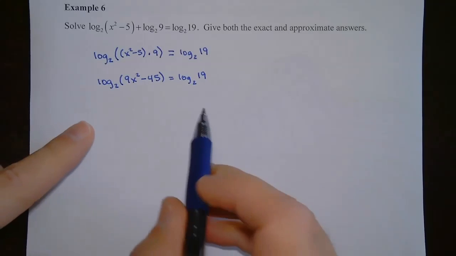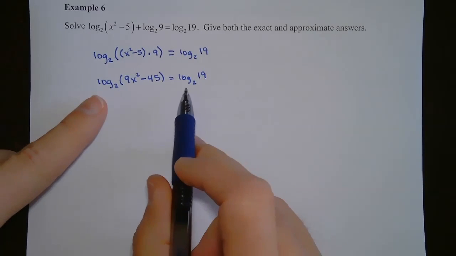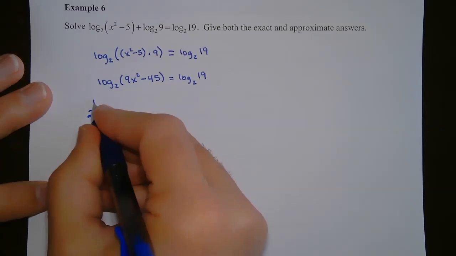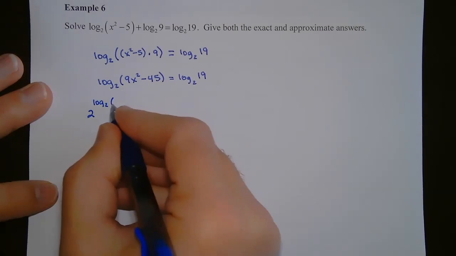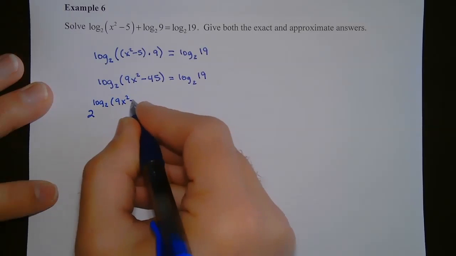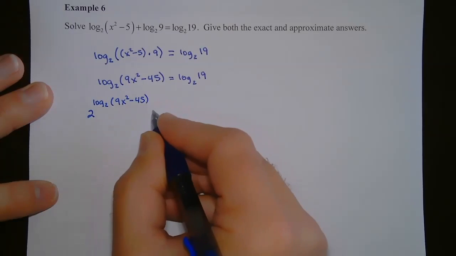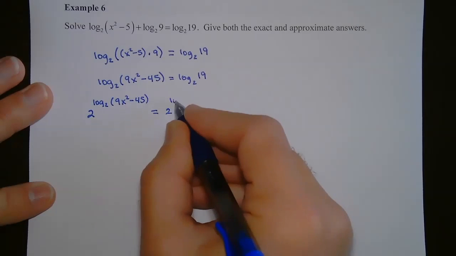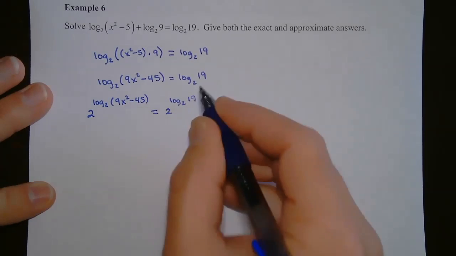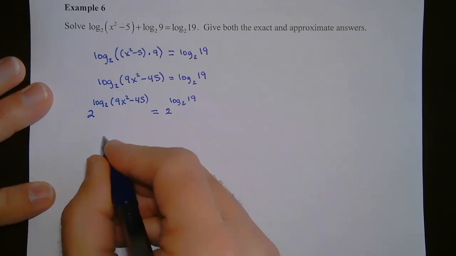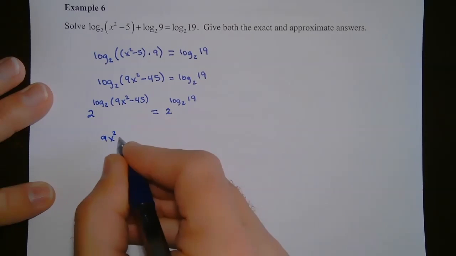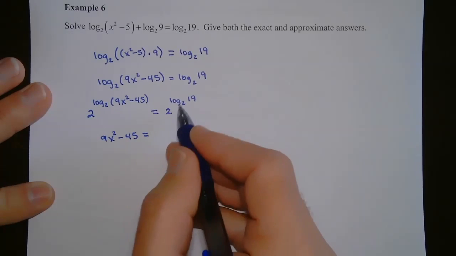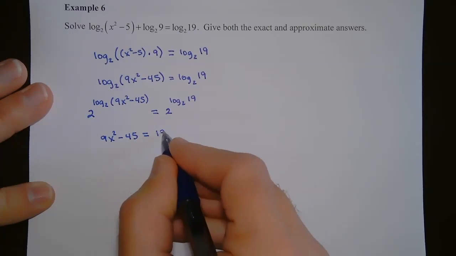And now we're going to exponentiate. Since they're both log base 2s, we're going to exponentiate using base 2. So 2 raised to the log base 2 of 9x squared minus 45 is equal to 2 raised to the log base 2 of 19. These are going to undo each other, and you're left with 9x squared minus 45 is equal to 19.